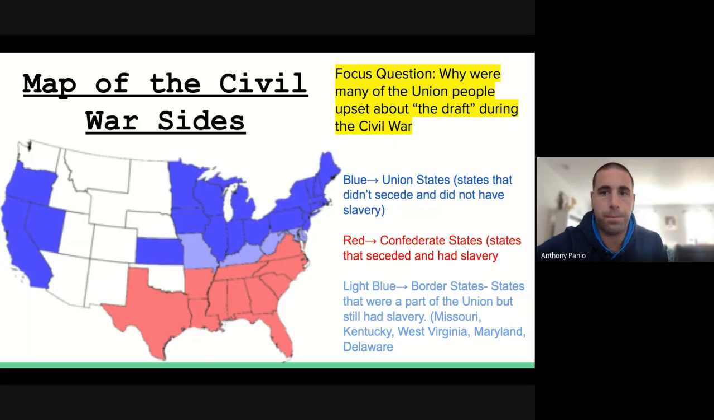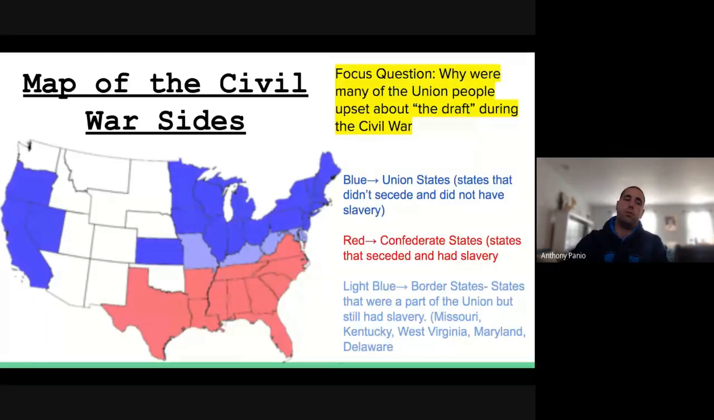All I really need you to write down is the focus question at the top right here. I just want to start with this map, make sure we're on the same thing. I would assume you already know what the Union states and Confederate states are, considering we did the lesson yesterday. Of course, you can write it down. I would definitely make mention of the border states because I want to briefly talk about those, but again, it's not something you need to really write down. This is all stuff we've either done Friday or Monday, so I want to take some time and go over that.